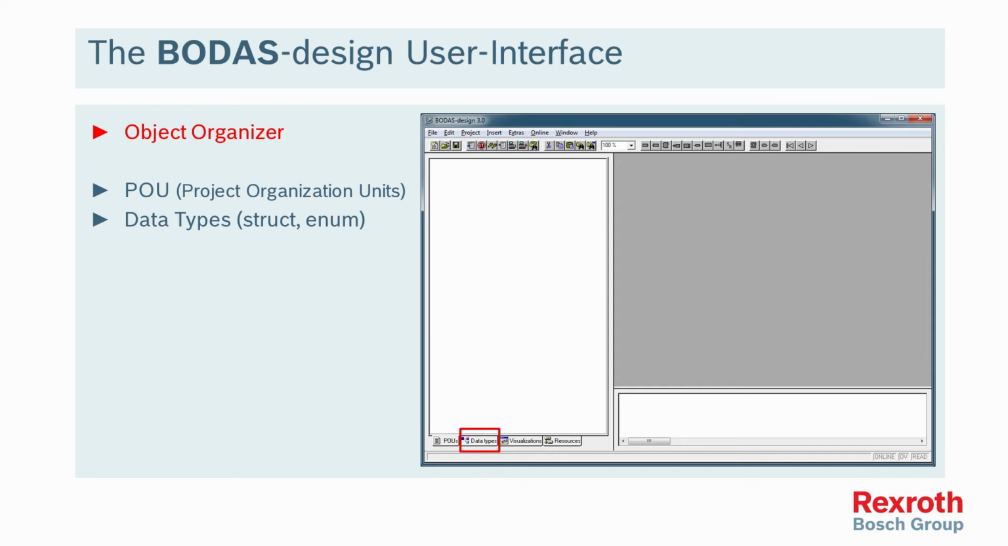The next tab is where the data types are defined. Typically, these are structures and enumerations. The third tab is for visualizations, and this is where you will interact with the program as the user. Then the last tab is the Resources tab. This is where the global variables reside, as well as many other program constants and library definitions. We'll talk more about that in the next video.